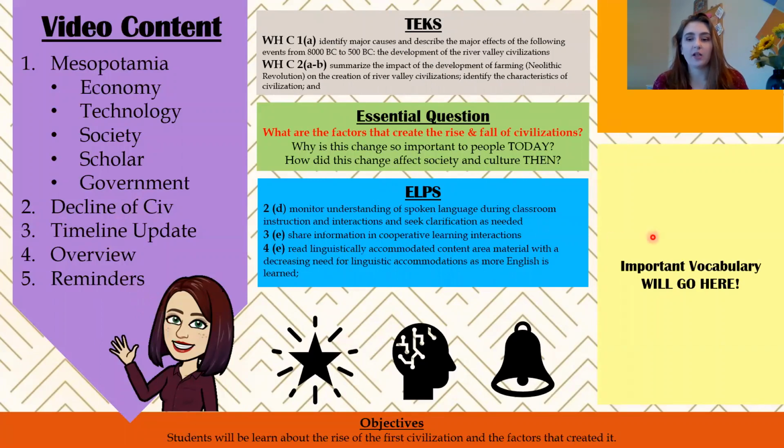Before we begin, a reminder to look at your important vocabulary as we go through. Check out our icons to look for items that will be on your test, prior information that we will be reviewing, as well as important details that you might want to pay attention to. Today's objective is students will learn about the rise of the first civilization and the factors that created it.